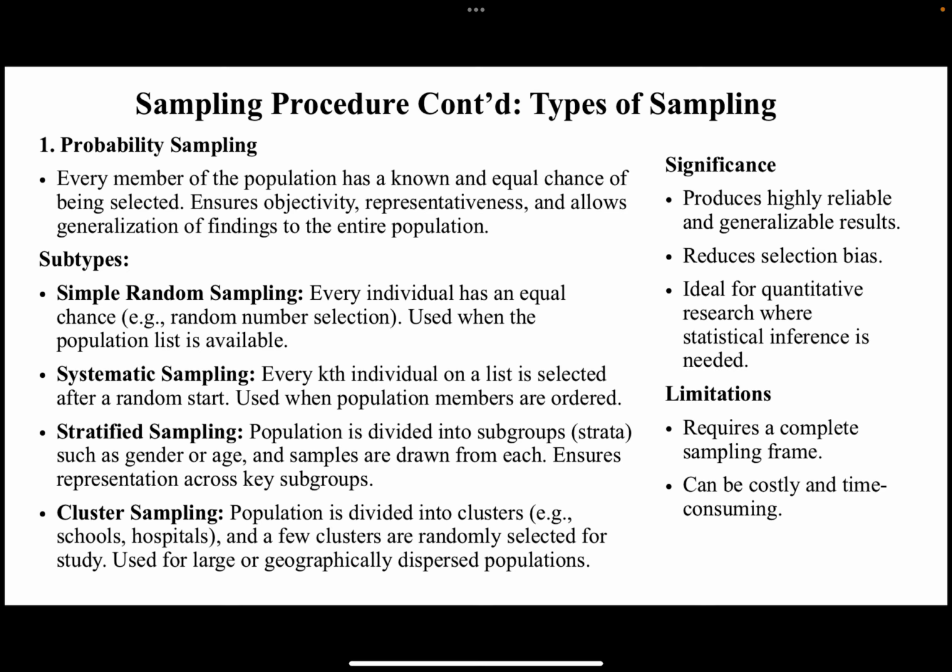Now, when do we use cluster sampling? Cluster sampling is very important when the population is very large. Again, when the population is geographically dispersed, the best sampling technique to use is cluster sampling. So in cluster sampling, the population is going to be put into clusters, for example, schools, hospitals, or communities.